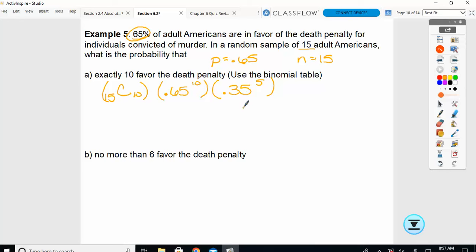And remember when we did this on our calculator, you have to do your parentheses. You type the 15, then how do we get the choose function? Right, math over to probability, and it's the third one, nCr. So 15 choose 10, 0.65 to the 10th, 0.35 to the 5th. And so we get 0.2123.